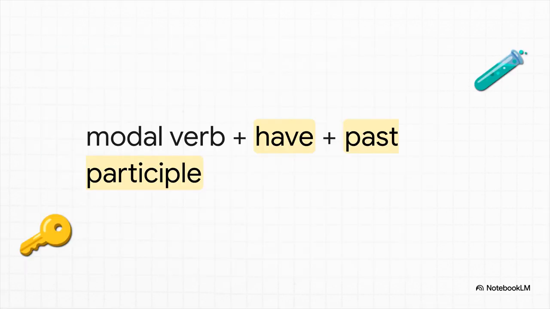And here it is, the secret formula. This is the key that unlocks all of our deductions. And honestly, it's shockingly simple. You just take a modal verb, add have, and then follow it with the past participle of whatever verb you're using. This simple little structure, it's the foundation for everything we're about to do.